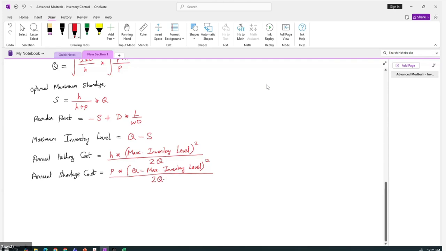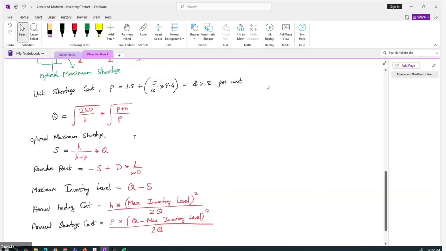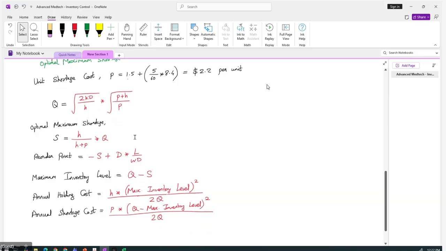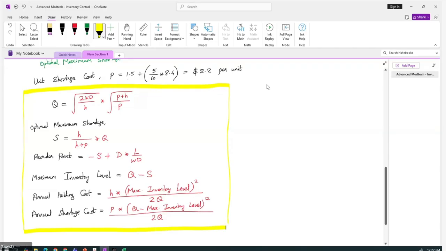As I told you, there is a derivation for all this. We are not looking at the derivations. We are only looking at what we need from an application perspective. So all these are the important formulas that we need to look at.